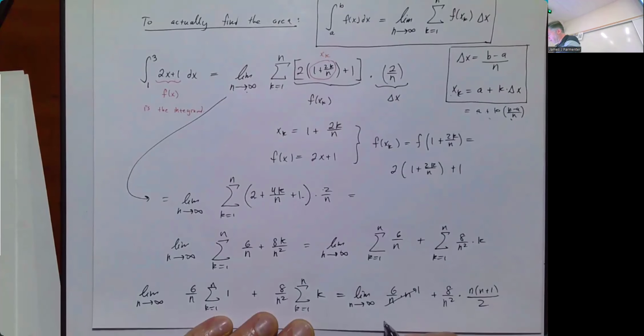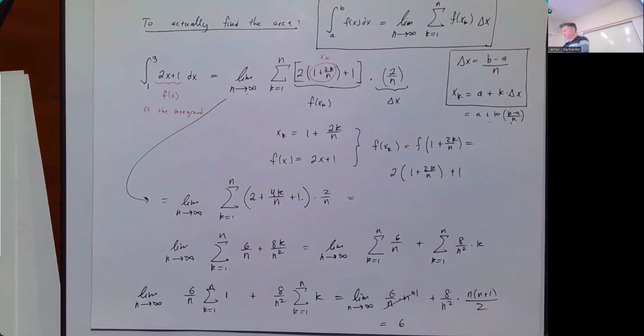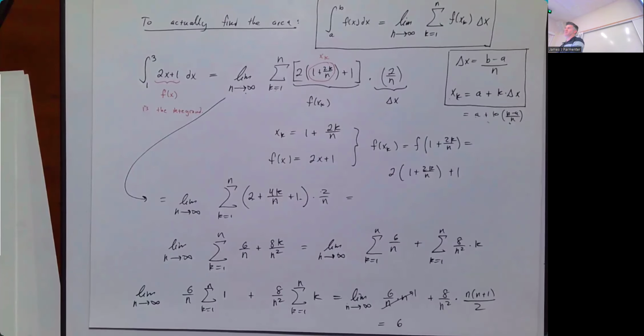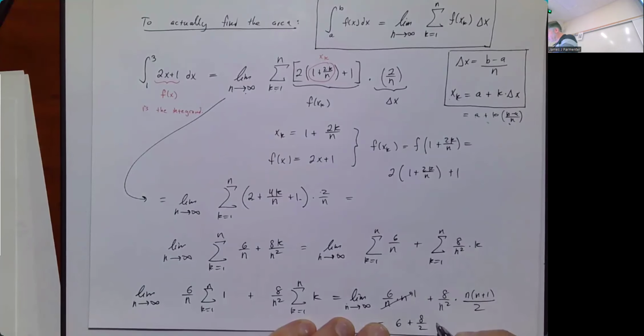Okay, so now that's going to be 6. And what's the limit as n goes to infinity of 8 times n plus 1 over n squared times 2? Well, on top, if I multiplied it out, my highest power would be n squared, and its coefficient would be 8. On the bottom, I have 2n squared. The highest powers are the same, meaning the limit's going to be the quotient of the coefficients, which is exactly 8 over 2, which ends up being 6 plus 4, which is 10. The same thing we said it was way back when, doing much less work.